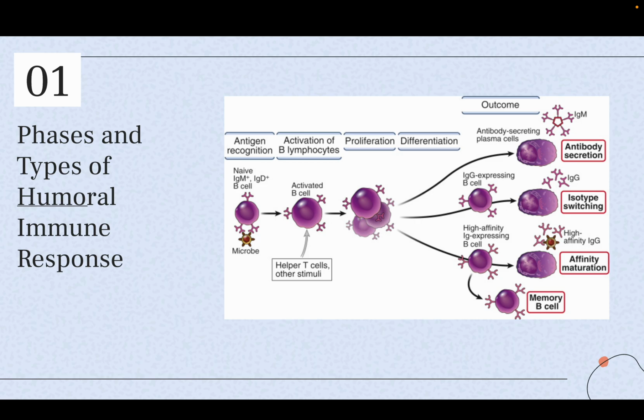So we first want to talk about the humoral response, the phases and types of humoral immune response. The humoral immune response is an essential component of the adaptive immune system that consists mainly of B cells and the antibodies they secrete to combat extracellular pathogens such as bacteria, viruses, and toxins. It becomes activated when B cells encounter antigens, usually in conjunction with helper T cells. The activated B cells proliferate and differentiate into plasma cells, which secrete antibodies, and memory B cells, which ensure long-term immunity. These antibodies work by neutralizing the pathogens, marking them for elimination, and triggering the complement system.